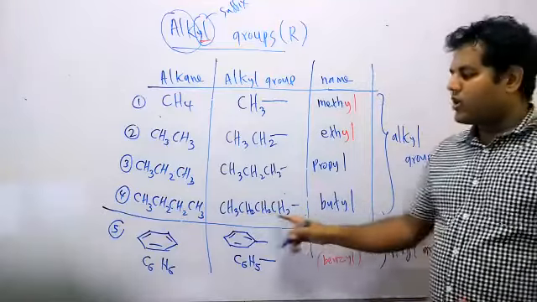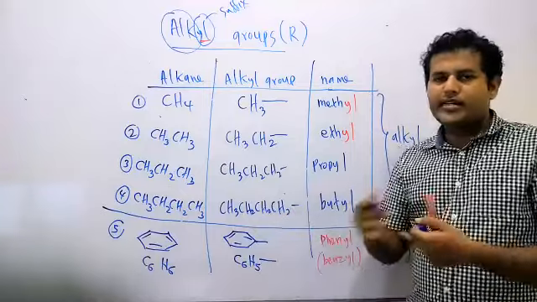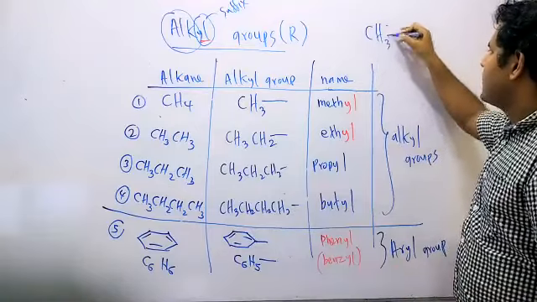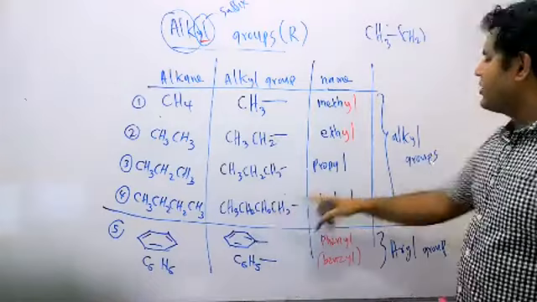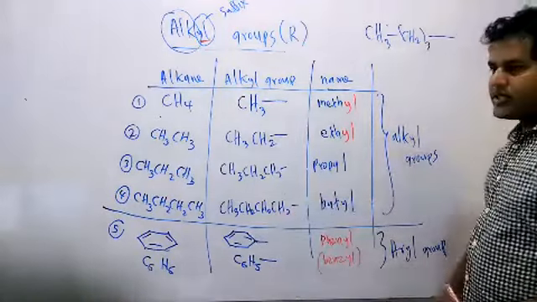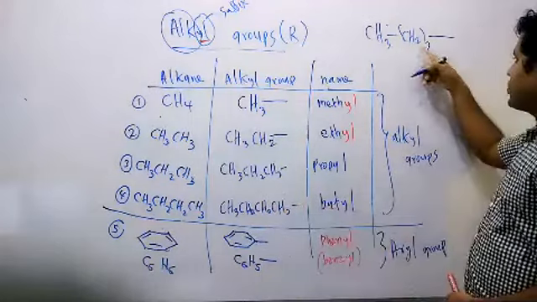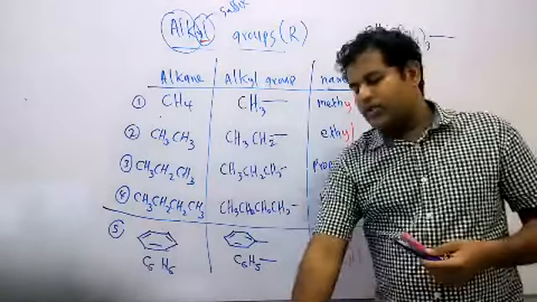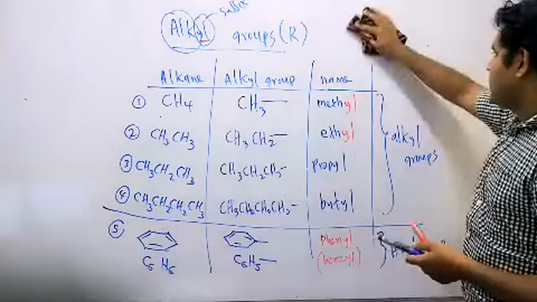So can we shorten the alkyl groups? Sure. No issue. But generally we are not shortening them that much. But if you want, you can write butyl like this: CH3, CH2 twice, CH2 thrice, dash. It suggests that is butyl. Okay. No issues.